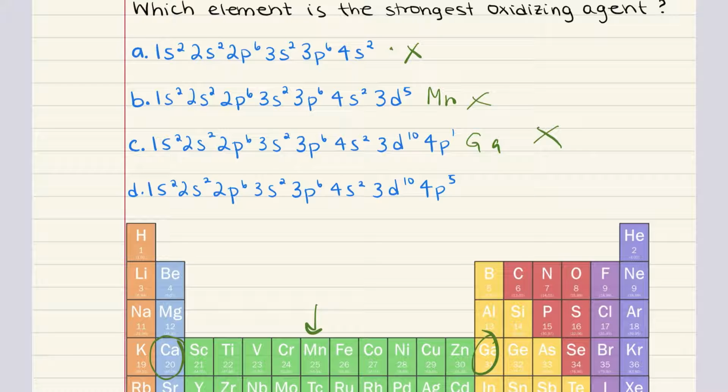Answer choice D gives us the electronic configuration for bromine. Bromine, as a halogen, has a high electronegativity and a strong tendency to gain electrons. Halogens are actually well known for being strong oxidizing agents. In other words, it would fill up its 4p orbital by gaining 1 electron, so it is easily reduced and it is a strong oxidizing agent. This is what we're looking for, and so the correct answer for problem 5 is answer choice D.